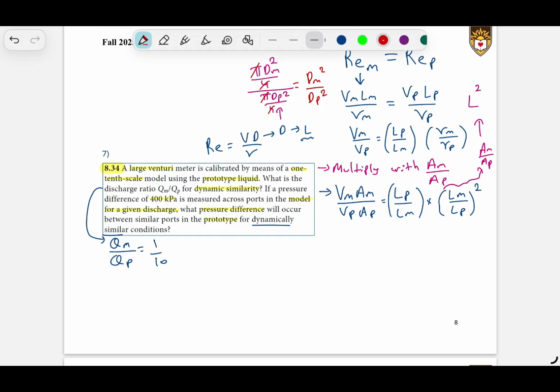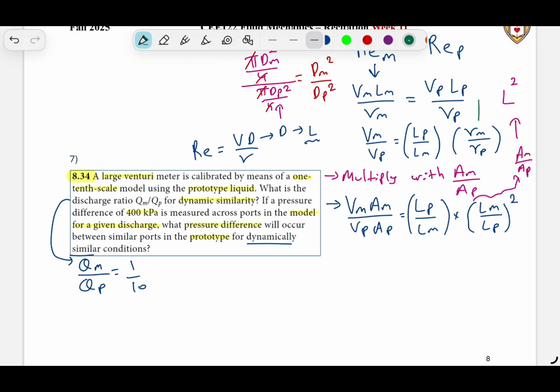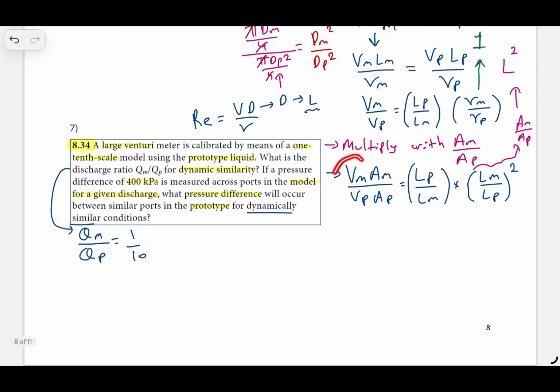And another thing here, since these are viscosity of the fluid, and since we are using same fluids in the model and prototype, then their viscosities will be equal to each other. So we can say this is actually 1. So we only have this equation.